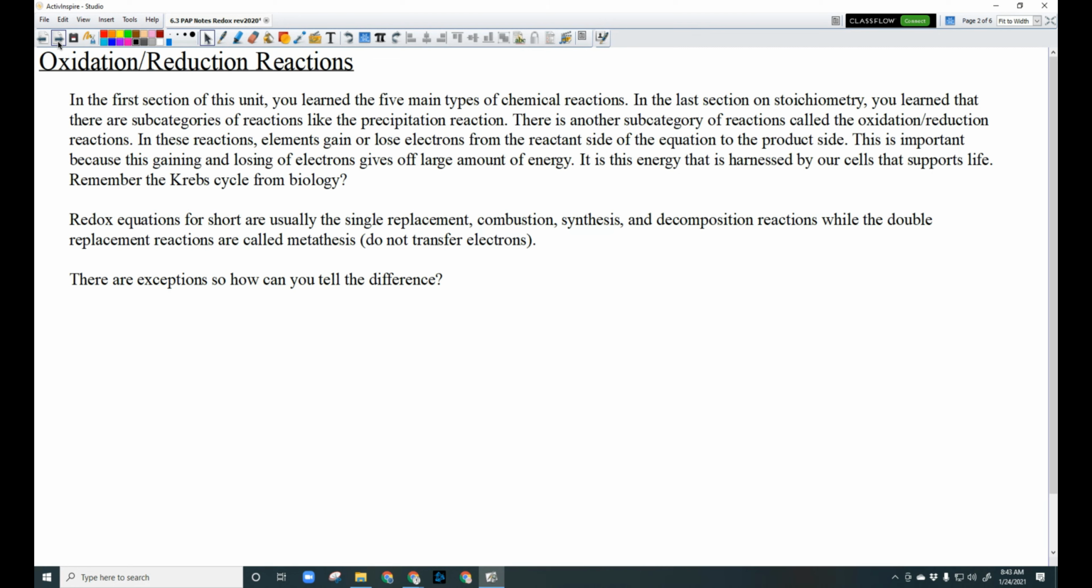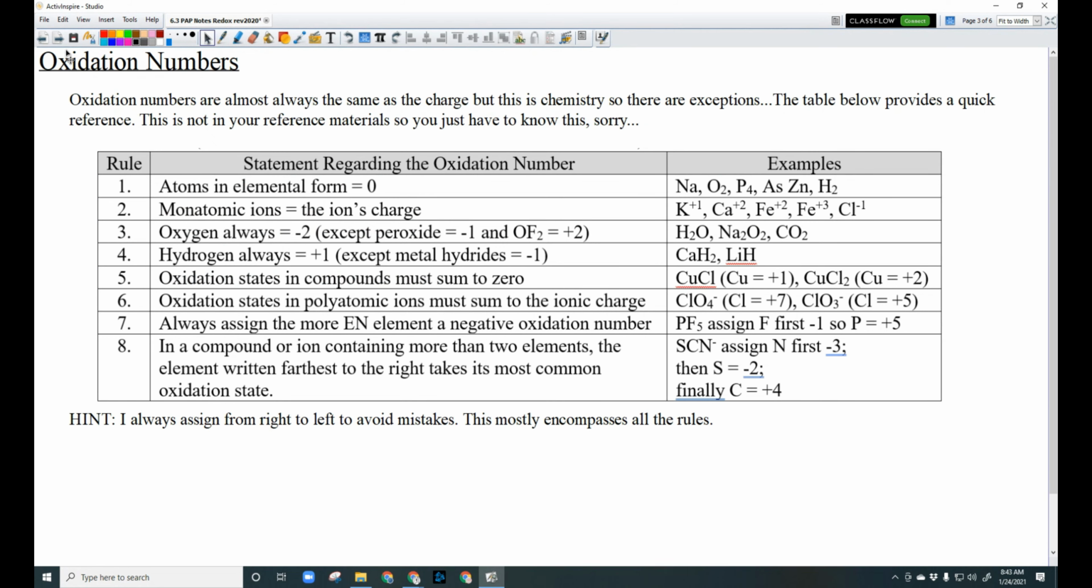Well, we have to know what's called the oxidation state of elements that are in compounds and of elements. So they're almost always the same as the charge. You know, we learned the charges of elements for ionic bonding. It's almost always the same as the charge, but you know, this is chemistry, so there are exceptions. So this table below right here provides a quick reference for you. And this is not in your reference material, so you're just gonna have to know this, sorry. So go ahead and pause the video and write this table down in your notes.